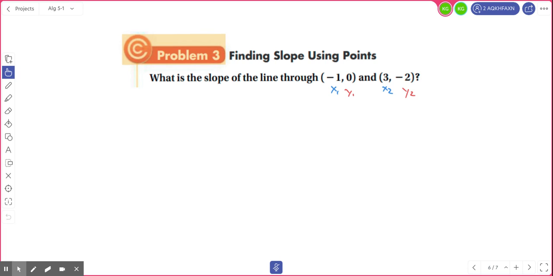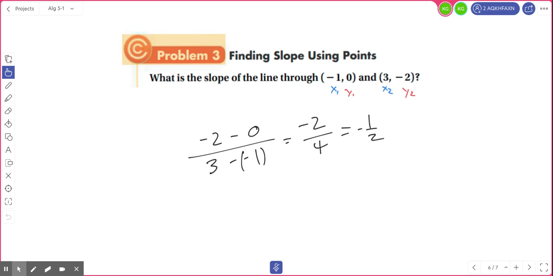So y2 minus y1, y2 is negative 2 minus y1 is 0 over x2 is 3 and x1 is negative 1. So I have negative 2 minus 0, that's negative 2. And 3 minus negative 1, well, that's minus a negative, that's the same as plus. So that's 4. So I have negative 2 over 4, which is the same as negative 1/2, and that is my slope. On the next slide, there's a bunch of these for you to practice, so give those a shot.